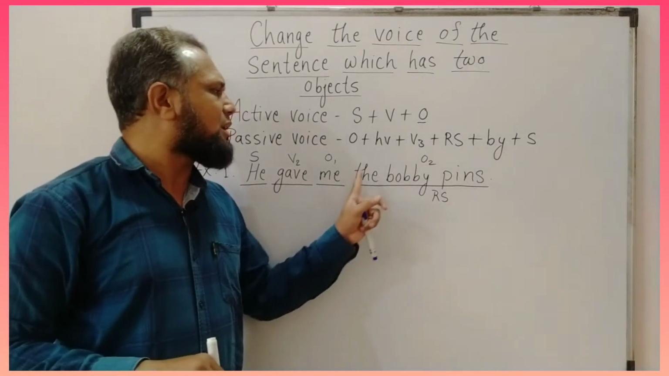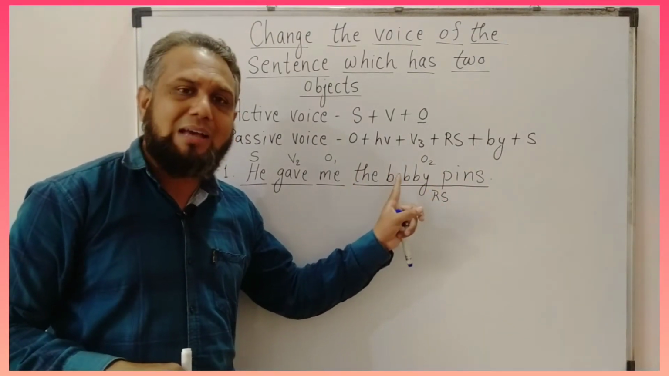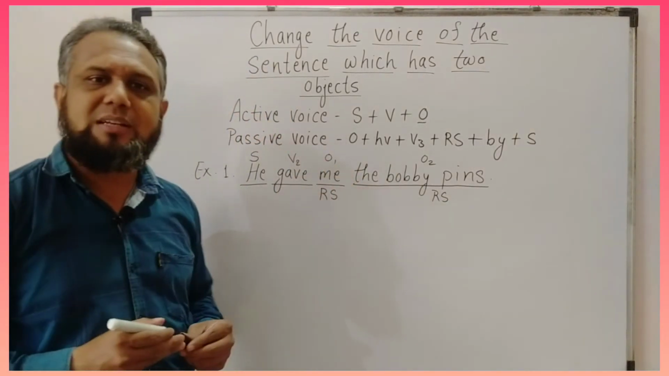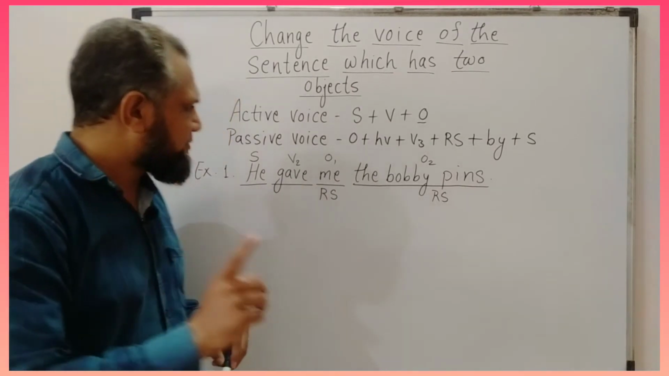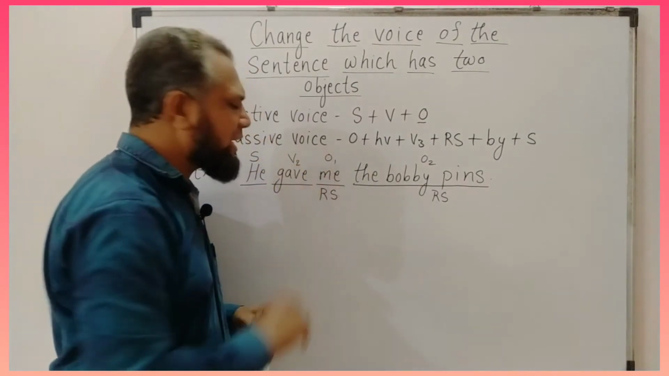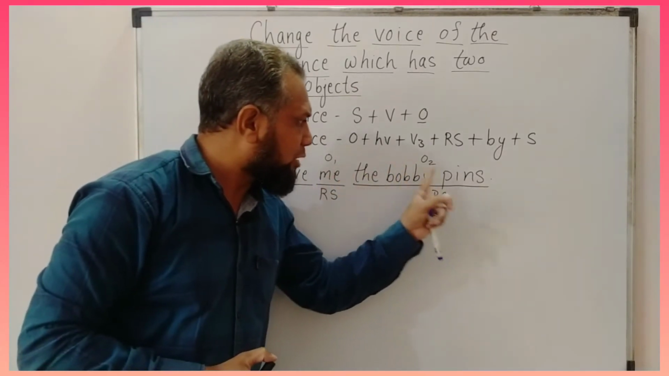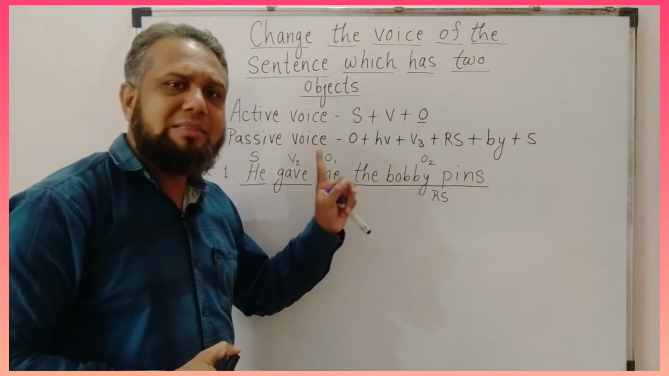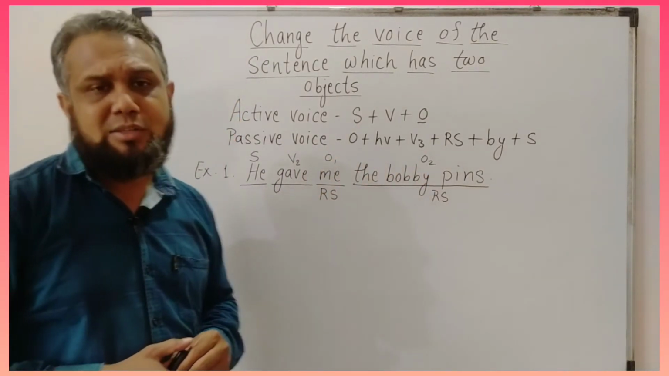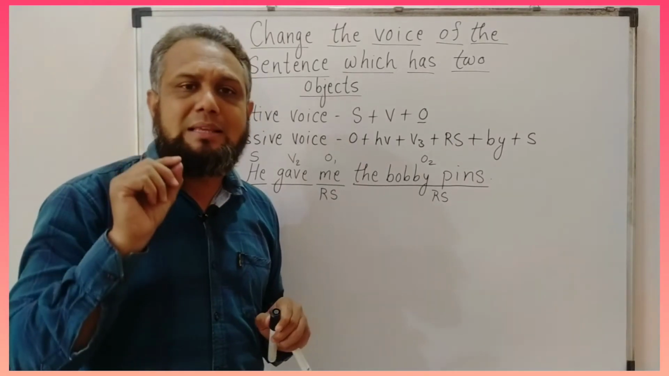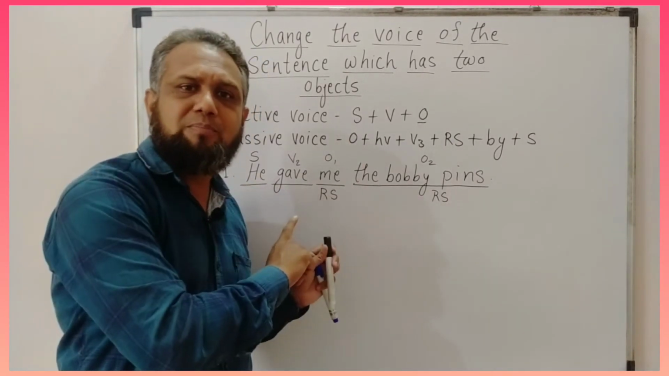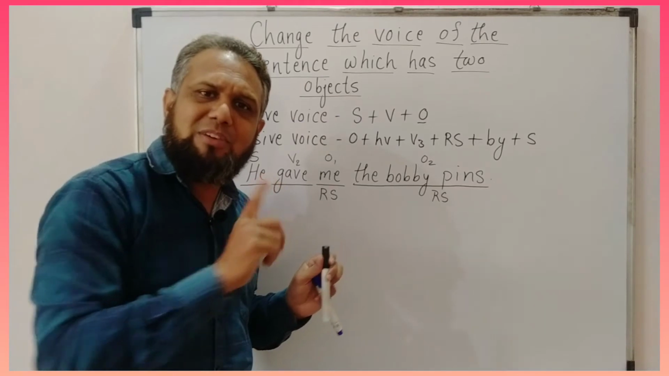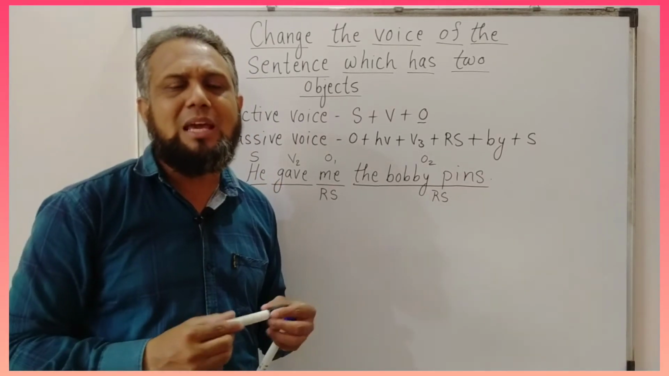And if you consider the bobby pins as the remaining sentence, as object, then you have to consider me as the remaining sentence. I repeat, if you consider me as object, then you have to consider the bobby pins as the remaining sentence. And if you consider the bobby pins as object, then you have to consider me as the remaining sentence. So therefore there will be two answers to this question, and both of them will be correct.